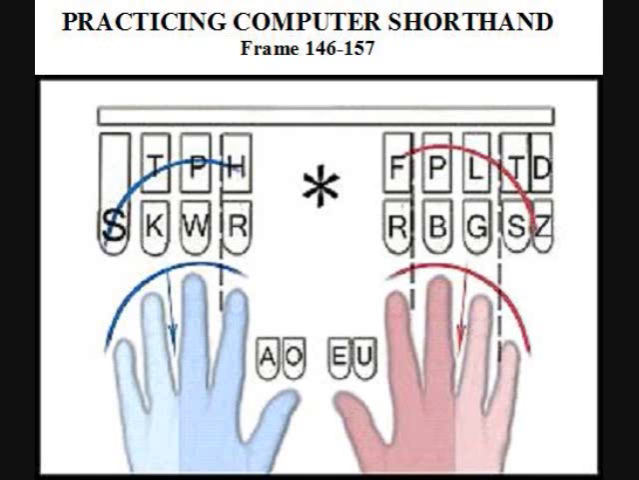Okay, this is the 10th tape in Practicing Computer Shorthand, and it covers study frames 146 through 157. The first frame is 146, which is final RL.